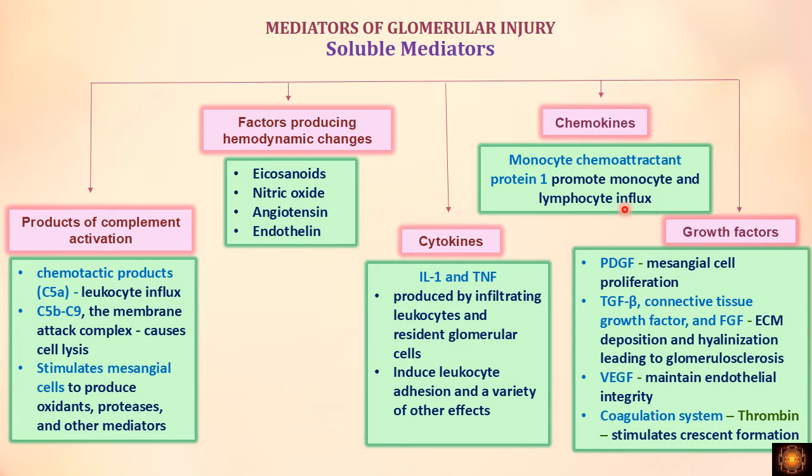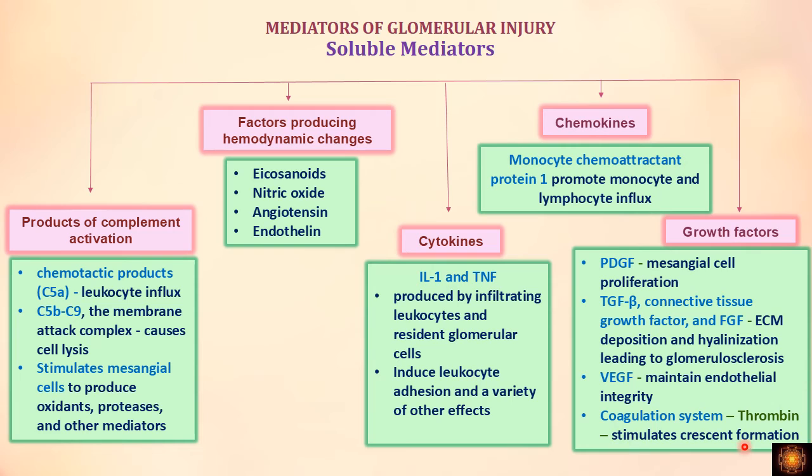Then we have a list of the growth factors. Platelet-derived growth factor, which is released by the platelets, produces mesangial cell proliferation. Then the other growth factors released by the mesangial cells are TGF-beta, connective tissue growth factor and fibroblast-derived growth factor. Now these growth factors cause extracellular matrix deposition and hyalinization. And vascular endothelial growth factor produces the proliferation of the endothelial cells and maintains the endothelial integrity. And once there is an activation of the coagulation system, the thrombin which is formed stimulates the parietal epithelial cells to proliferate and causes the crescent formation.